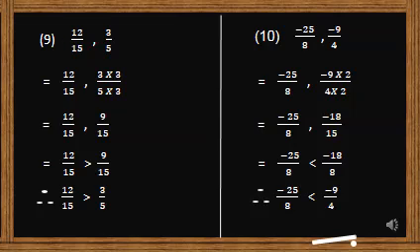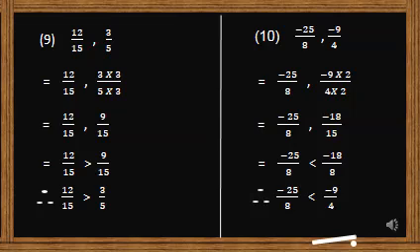Now we will multiply by 3 on both sides of the fraction 3 upon 5. 12 upon 15, comma, 3 multiplied by 3 upon 5 multiplied by 3. We will write 12 upon 15 as it is. 3 3s are 9, 5 3s are 15. We got our answer as 12 upon 15 and 9 upon 15.